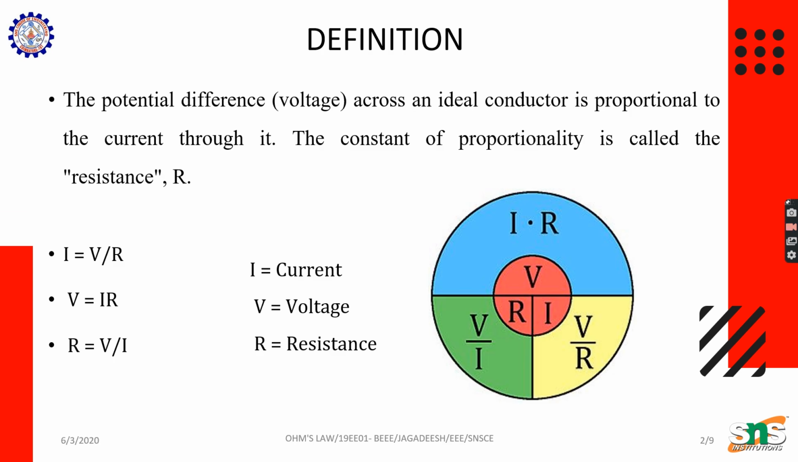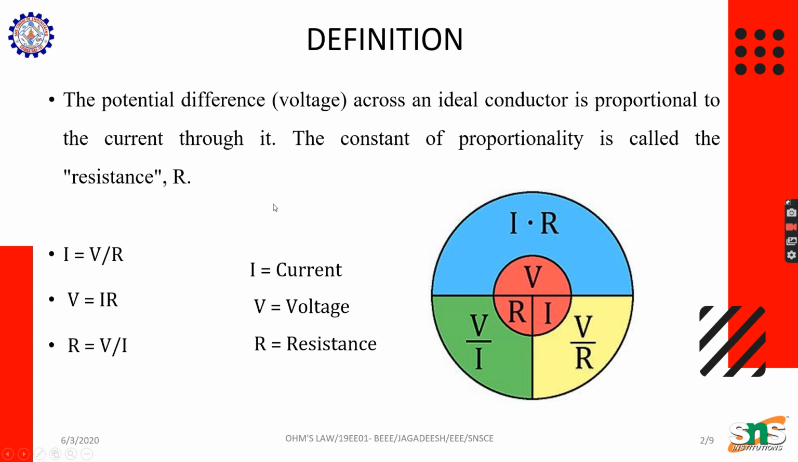The definition of Ohm's law is that the potential difference across an ideal conductor is proportional to the current flowing through it. The constant of proportionality is called resistance R. This is a basic definition, and Ohm's law can also be stated in a different form. The current flowing in a line is directly proportional to the voltage, I mean the potential difference across two ends, and inversely proportional to the resistance of the circuit. I'll repeat.